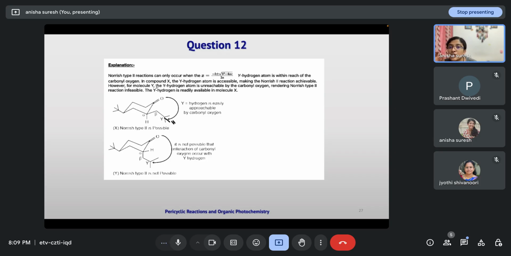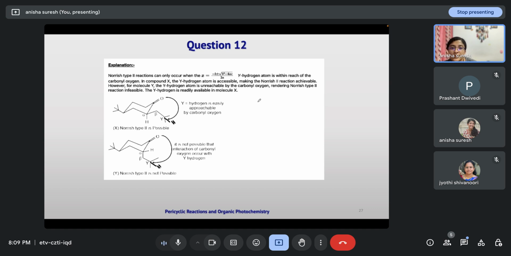However, for molecule Y, the hydrogen atom that is present on the gamma carbon is unreachable by the carbonyl group, sorry, carbonyl oxygen, rendering Norrish type 2 reaction infeasible. So the gamma hydrogen is readily available in molecule X. In this case only, the hydrogen is accessible to the carbonyl for abstraction. So the gamma hydrogen abstraction will take place in compound X alone compared to Y, where this gamma hydrogen is distant from the carbonyl group.